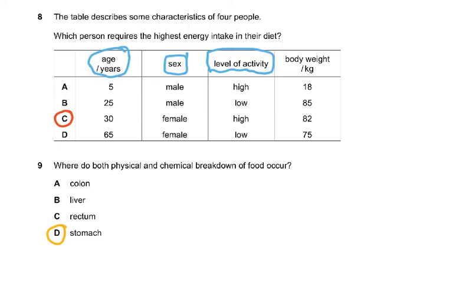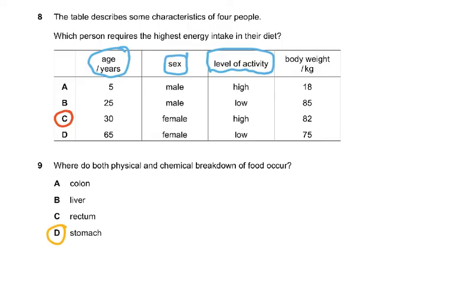So A is a 5-year-old male, high level of activity, very naughty, jumping up on the chairs and the sofas, and has 18 kilograms as body weight. B is a 25-year-old male, low activity, couch potato, watching Netflix, body weight is 85. And C is a 30-year-old female, a lot of activity, she's smart and she's an athlete, and her body weight is 82 kg. D is a 65-year-old, like me, female, low activity, I just sit and make videos, don't do much, and my body weight is 75.